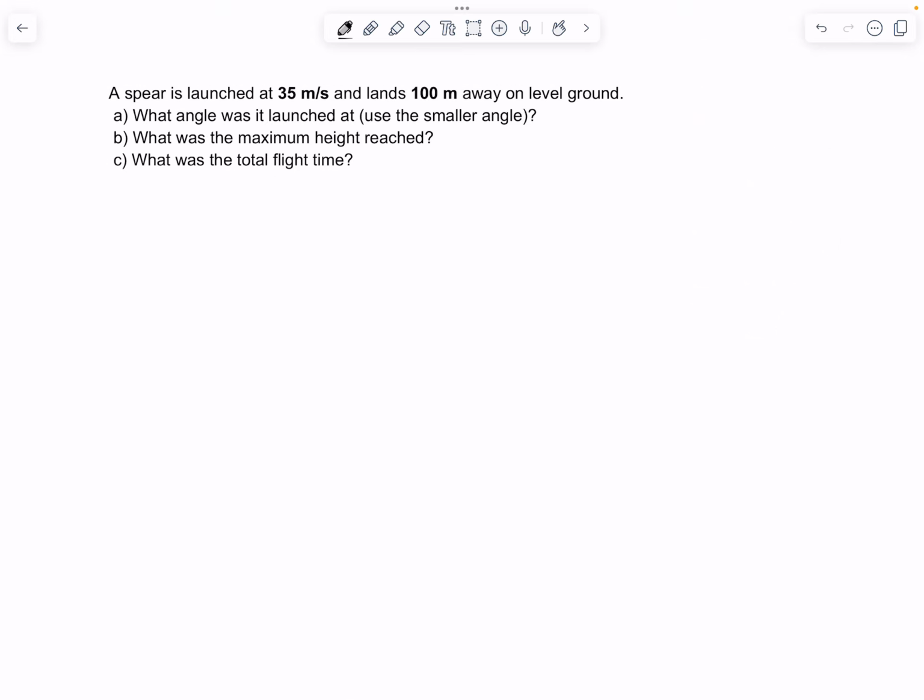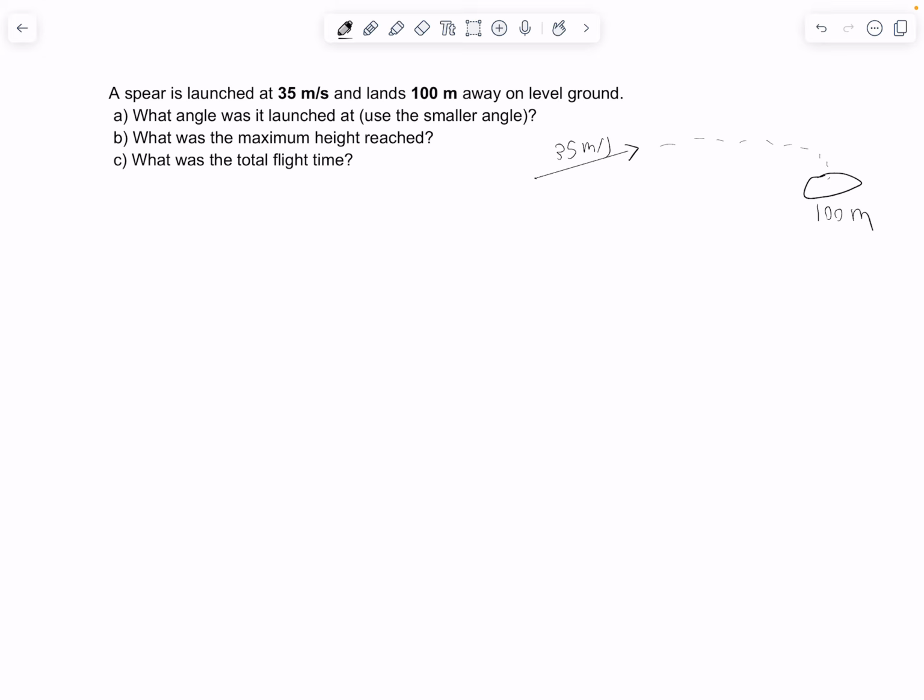All right, this problem's new, so let's give this one a go. A spear is launched at 35 meters per second. So I am going to show this. The sphere is being launched at 35 meters per second and landing here, which is 100 meters away.